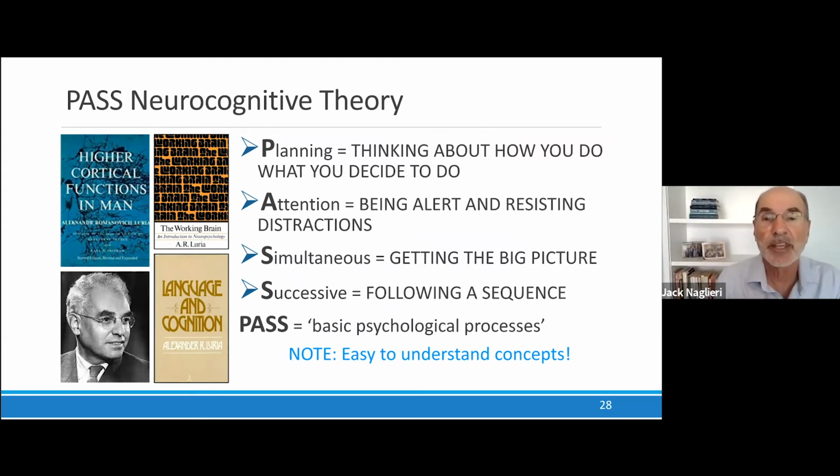So here's my theory of intelligence, whatever you want to call it. Here's my theory of learning. I really think PASS is a theory of learning. Actually, that's my favorite way of describing it. But here's the definitions of the 4 components. Planning is thinking about how you do, now listen to this part, what you decide to do. How you do what you decide to do. Attention is being alert and resisting distractions. Simultaneous processing is about getting the big picture, seeing how things go together. And successive processing is about following a sequence.